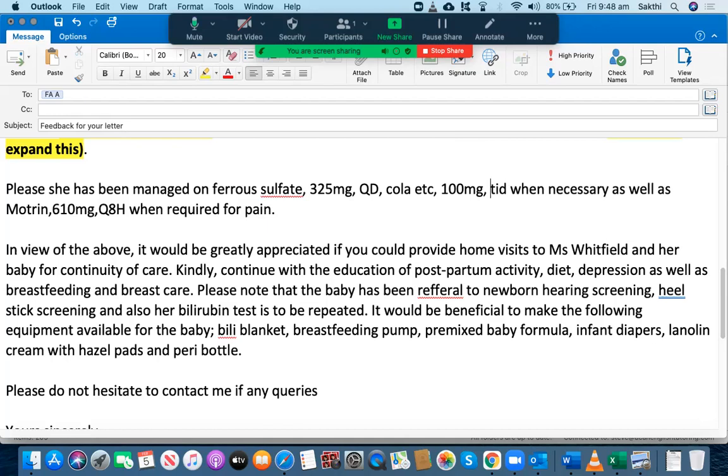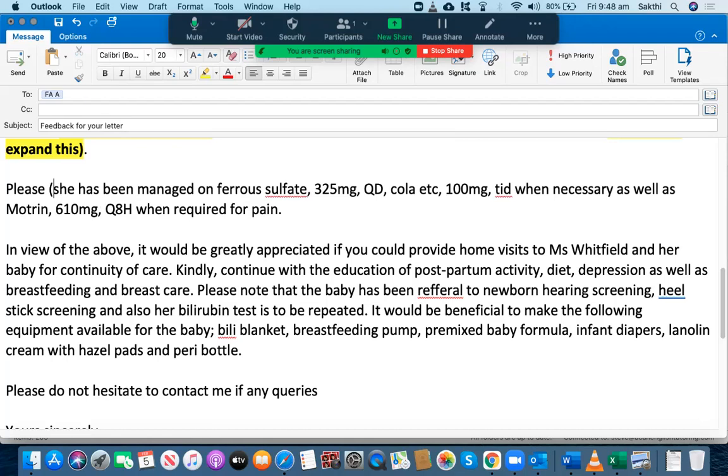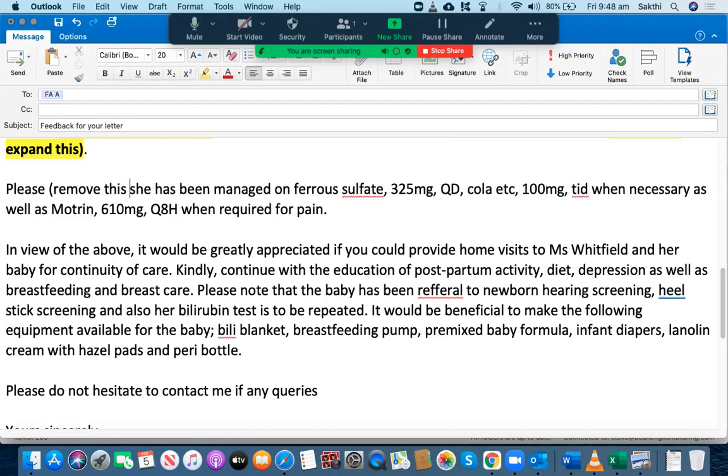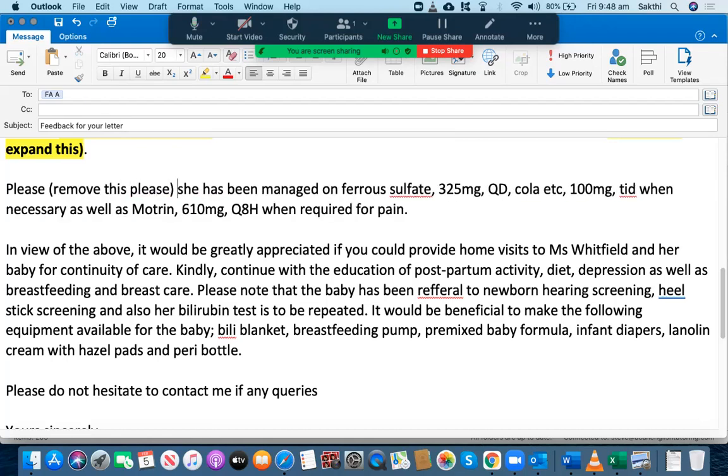TAD when necessary, as well as Montrin 600 mg, QH when required for pain. Well, please, she has mentioned managed. Okay, remove this, please. If you keep on using please, it doesn't make your letter formal. So please avoid the use of please too many times.